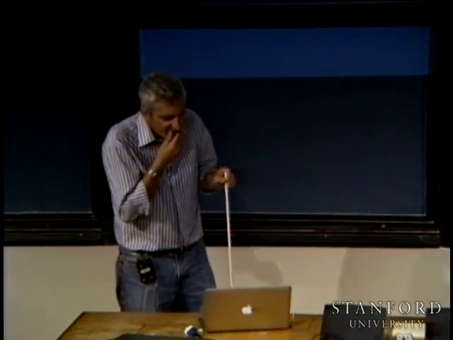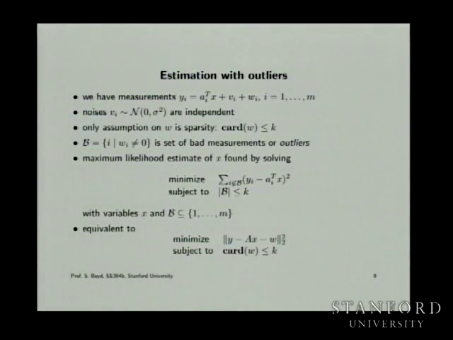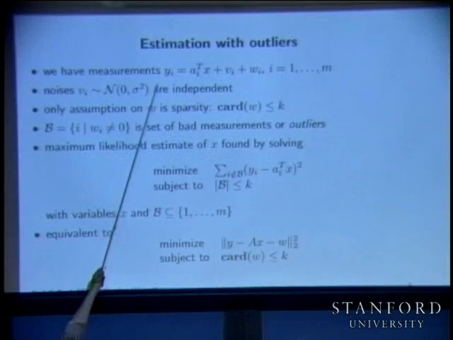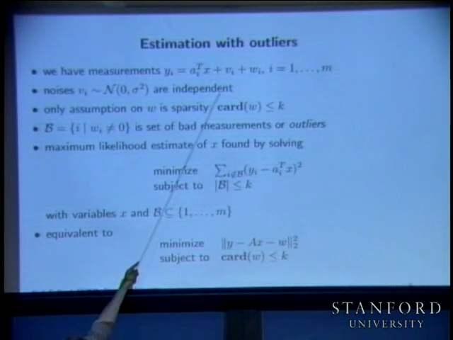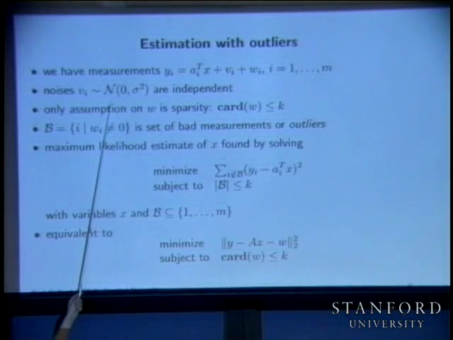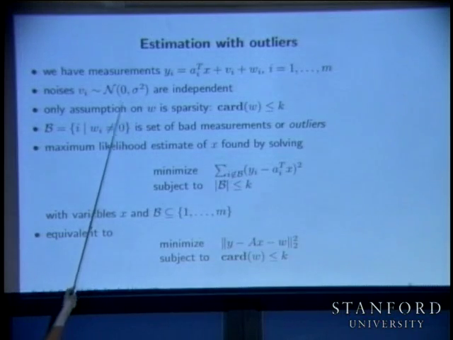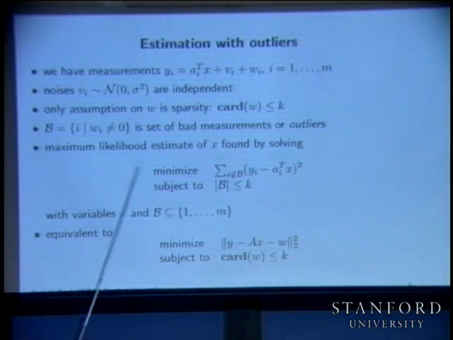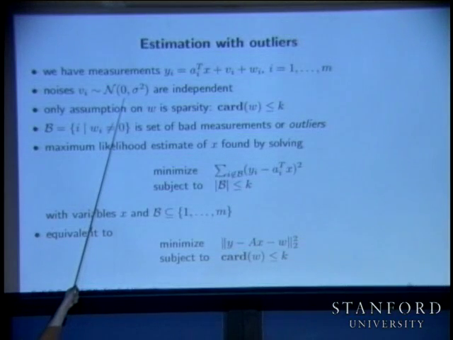Okay, estimation with outliers is another beautiful example, and it works like this. You have y_i = a_i^T x + v_i. This is just a linear one to make it simple. The v_i's are our friends that were with us last century. Those are our nice Gaussian noises, our catch-all. This is our statistical excuse for using least squares. That's what this means.